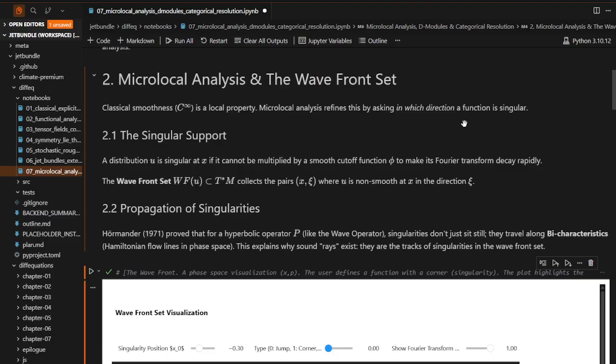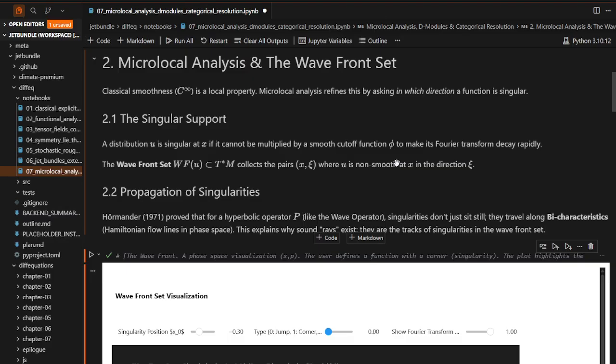Now, that might not make sense at first. Like, okay, it's a singularity. What does it mean a singularity has a direction? Okay. Well, let's define something called singular support. So a distribution is said to be singular at x if it has no smooth cutoff function that makes its Fourier transform decay rapidly. Okay. And what that essentially means is that we can define something called the wavefront set.